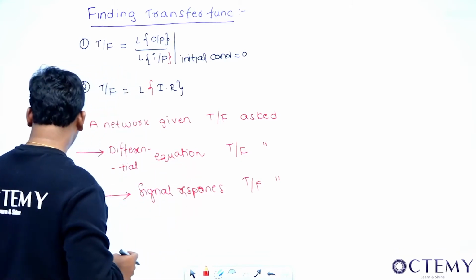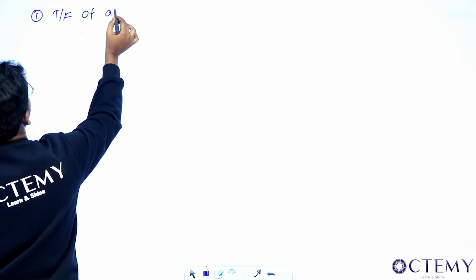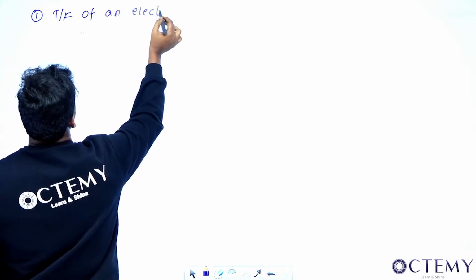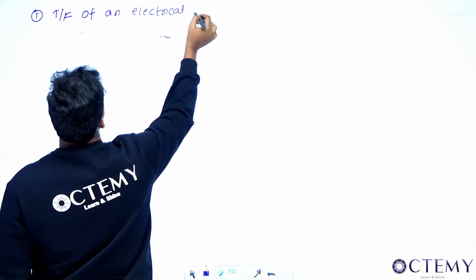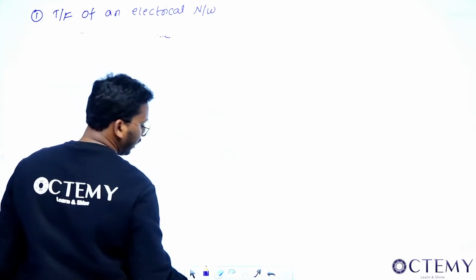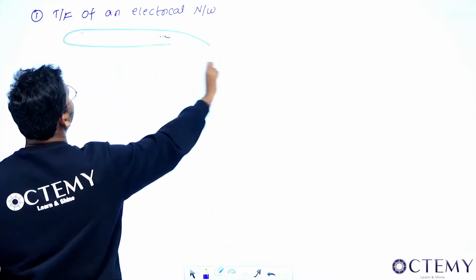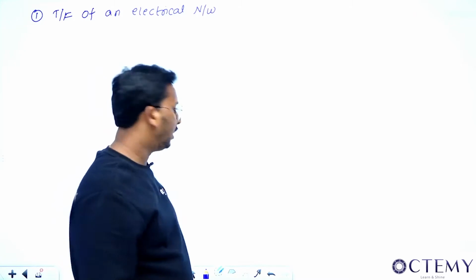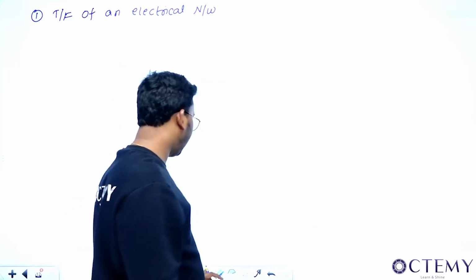So see, the first model I will give you is a network given and transfer function asked. Transfer function from a network. You write it like this: transfer function of an electrical network. Now this electrical network should be linear. So make sure that they have to be linear.